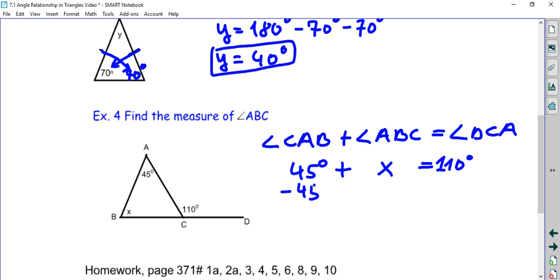And once again, we have an equation that we can solve. We're going to subtract 45 degrees from each side. That's 0. And we get that the other internal angle is 65 degrees. And there we go. That is the lesson.